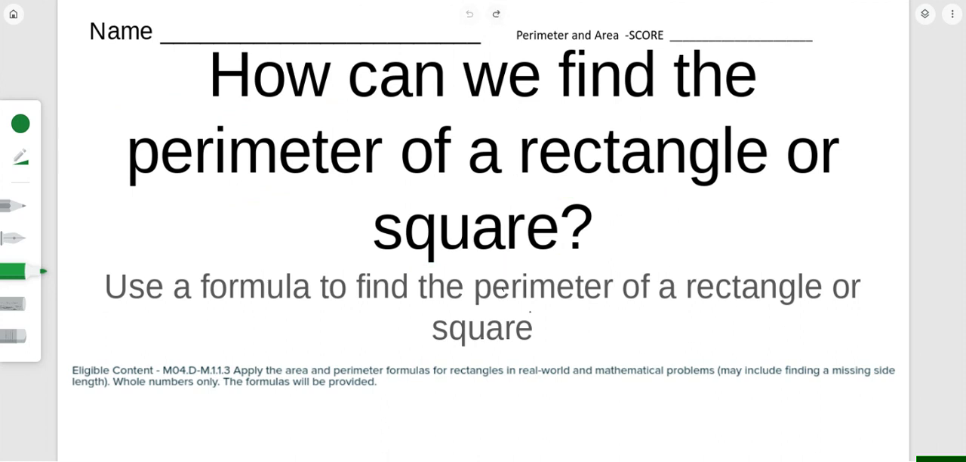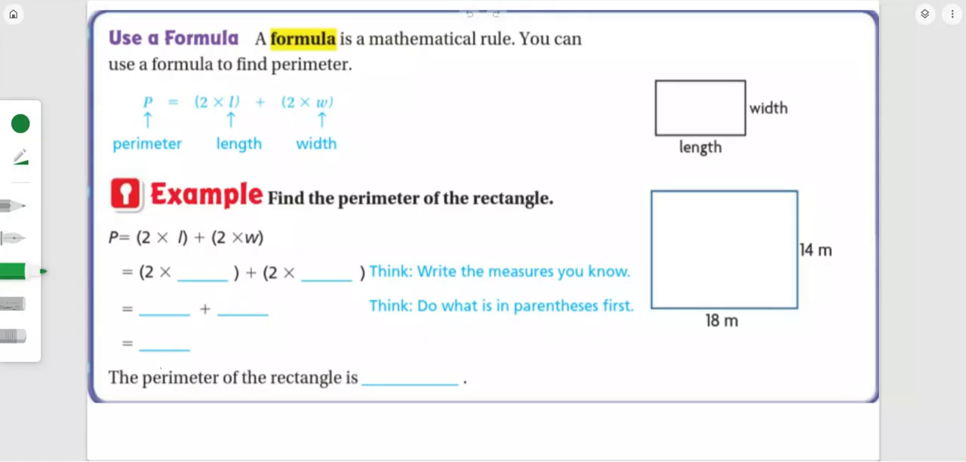So to find the perimeter, we can use a formula to find the perimeter of a rectangle or square. We first need to think about just this word, formula. So let's think about what a formula is. A formula is a mathematical rule. A rule is something that doesn't change.